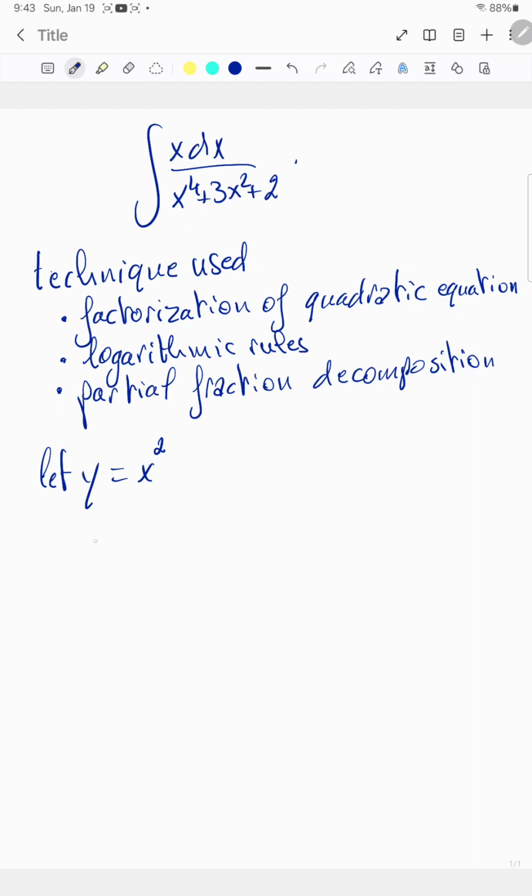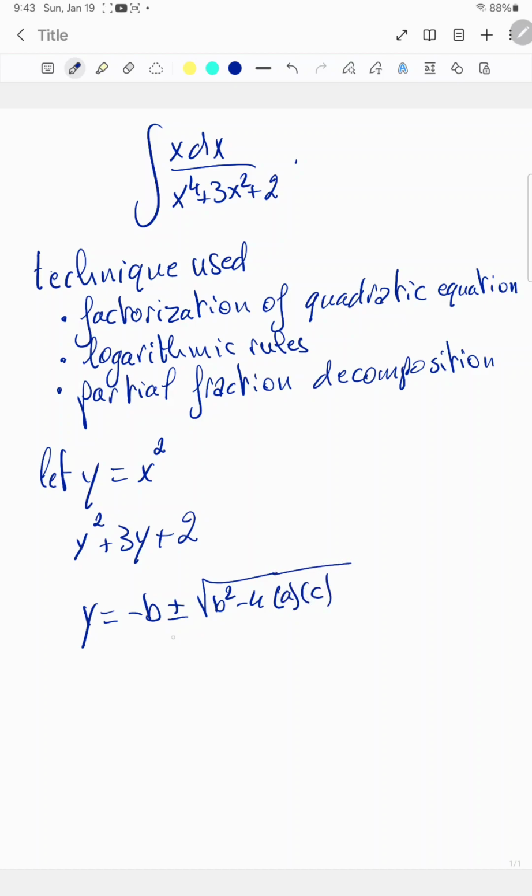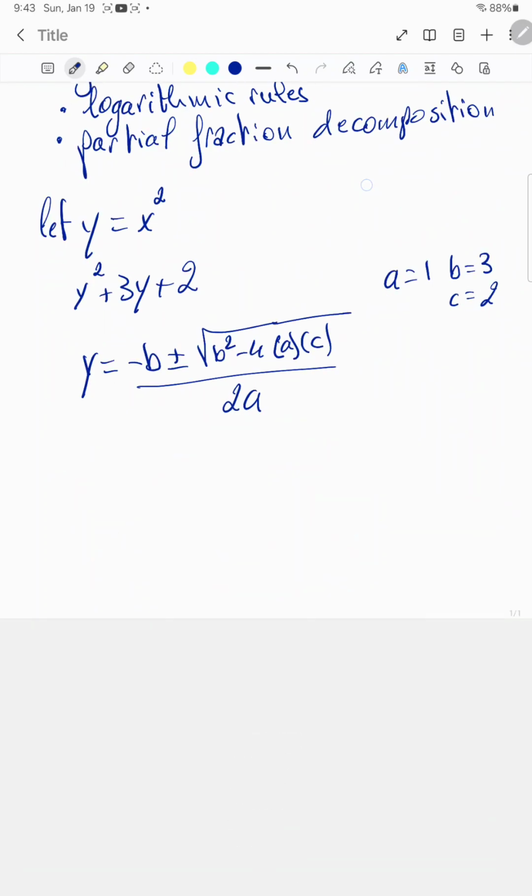So my denominator becomes y to the power of 2 plus 3y plus 2. And this is a quadratic equation. And now I can factor out my denominator. The formula to factor it out will be y equals minus b plus or minus square root of b squared minus 4 times a times c, divided by 2a. And in that case, my a is equal to 1, my b is equal to 3, and my c is equal to 2. So let's apply the formula.